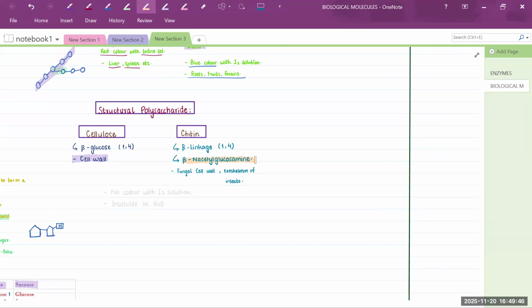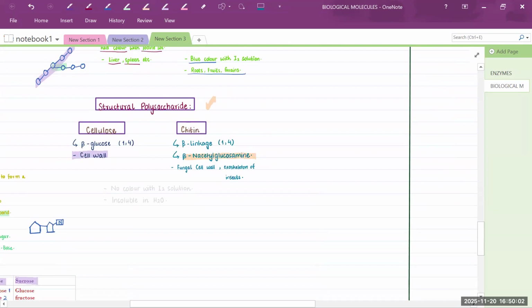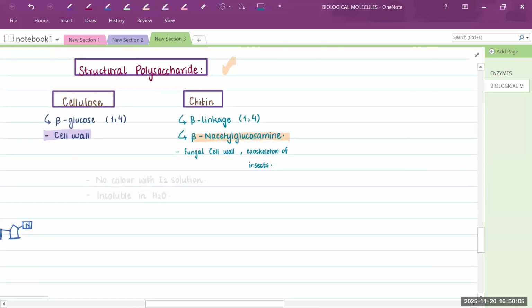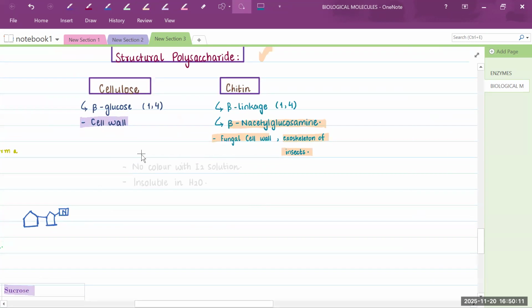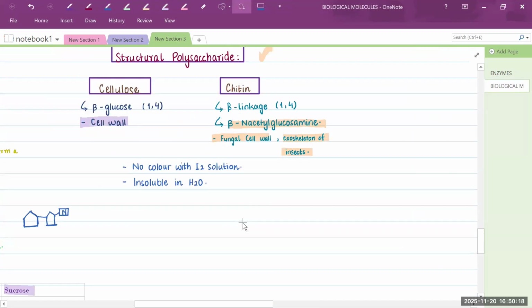You don't need to remember the structure, but you need to remember what the monosaccharide is, and whether it is a beta linkage or an alpha linkage. So structural polysaccharides have a beta linkage, and storage polysaccharides have an alpha linkage. Chitin is also a structural polysaccharide because it is used in fungal cell walls, exoskeleton of insects, etc. They both don't give any color with iodine solution, and they are both insoluble in water.